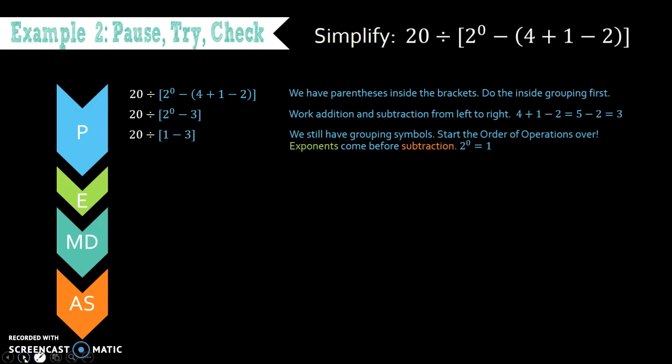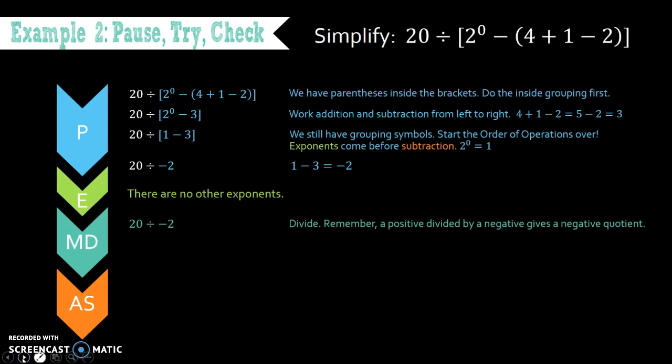So the exponent inside those brackets is going to come before the subtraction inside those brackets. 2 to the 0 power is 1. That's where the 1 is coming from. Now I'm ready to finish out those brackets and get rid of these things. 1 minus 3 is negative 2. Now my problem is a little bit more simplified. It says 20 divided by negative 2. There are no other exponents. We dealt with those inside the brackets, and I don't have anything else.